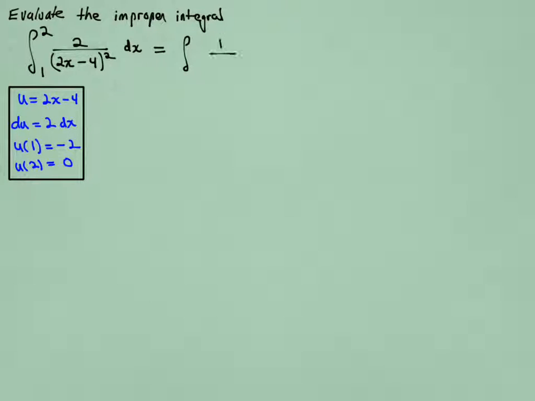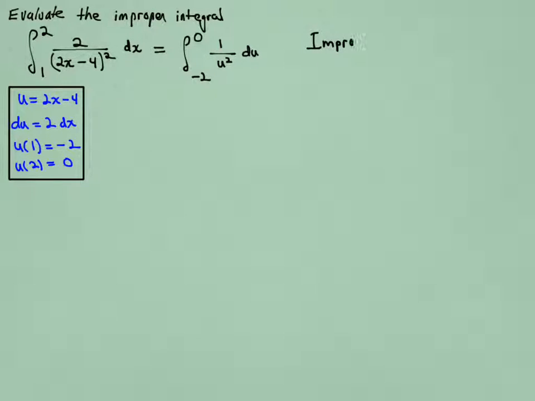Let's carry out the substitution. 2 times dx is exactly du, so I have du replaced. And then the rest of the expression is 1 over u squared. The limits of integration, 1 corresponds to minus 2, and 2 corresponds to 0. And so we've changed the limits of integration now in terms of u.